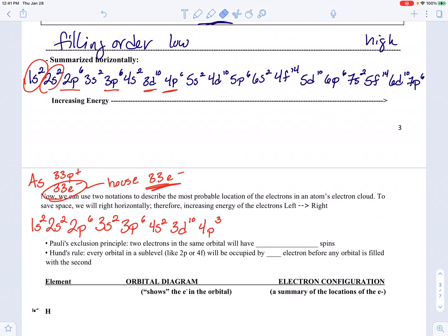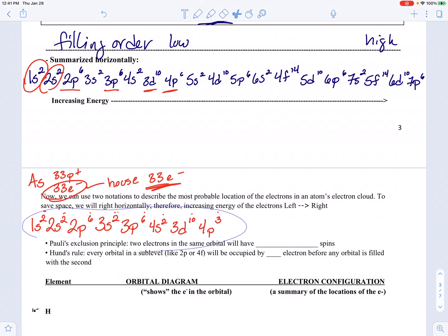So you have to double check and make sure that you've got 33 electrons accounted for. If I count up all my electrons, it's 1, 2, 3, 4, plus 6 is 10, 11, 12, 18, 20, 30, 33. So I've got 33 electrons housed. This is the electron configuration for arsenic.